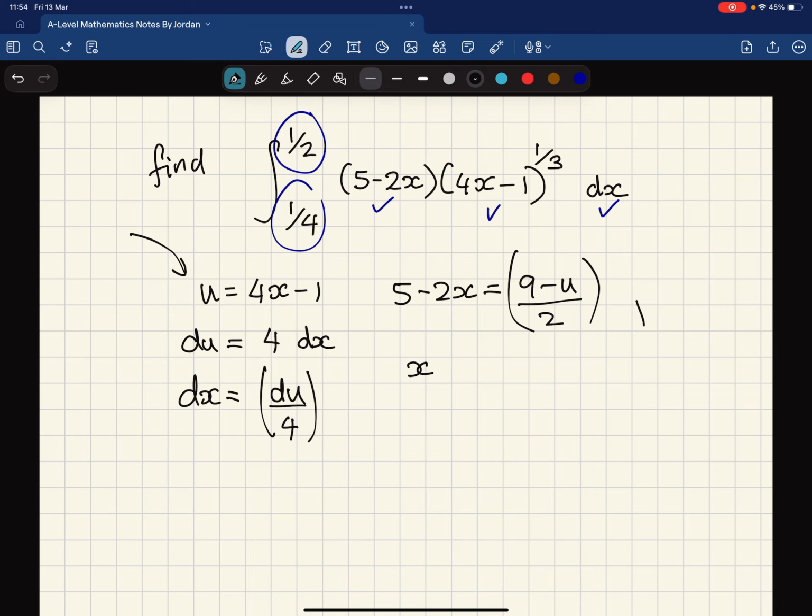So x and u, we have our expression for u. So to find u, times x by 4 and then take away 1. Firstly, I've got 1/2 and then I've got, whoa, I don't know what happened there. My pen's gone a bit weird.